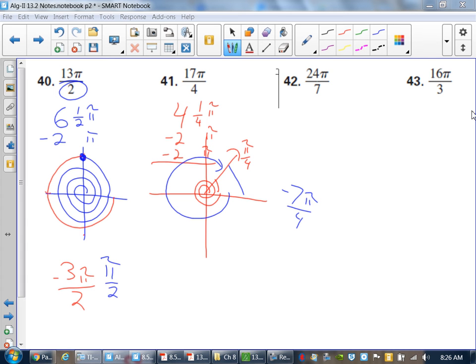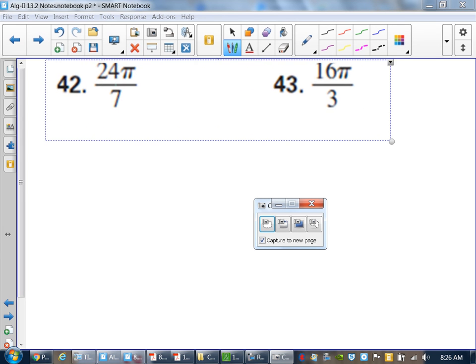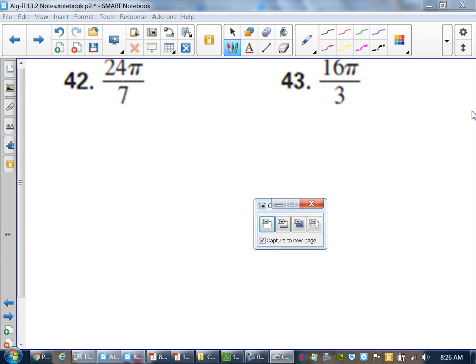I kind of did the 24 pi over 7 yesterday. Want to do that again? 7's a weird denominator to have. We will, yeah. 7 goes into 24 how many times again? It was 3, so this was 3 and 3/7 pi, I believe.